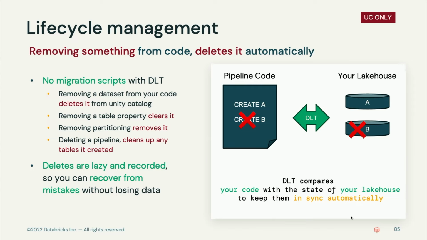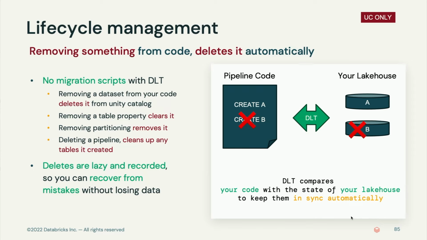DLT is a fully declarative spec of what should exist in your data lake. And so if you delete a table from the pipeline code, we will remove that table from Unity Catalog. If you don't want to delete it, do not remove it. If you remove a table property, we remove it. If you change the partitioning of the table, we make sure that partitioning is correct. The right mental model for DLT is as this system that is constantly comparing your code and the state of the lakehouse and making sure that they are in sync to each other. And anytime it notices something is out of sync, it will change that.